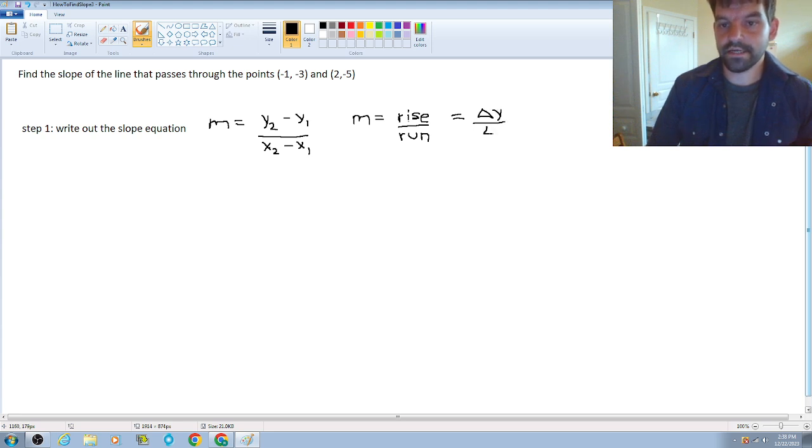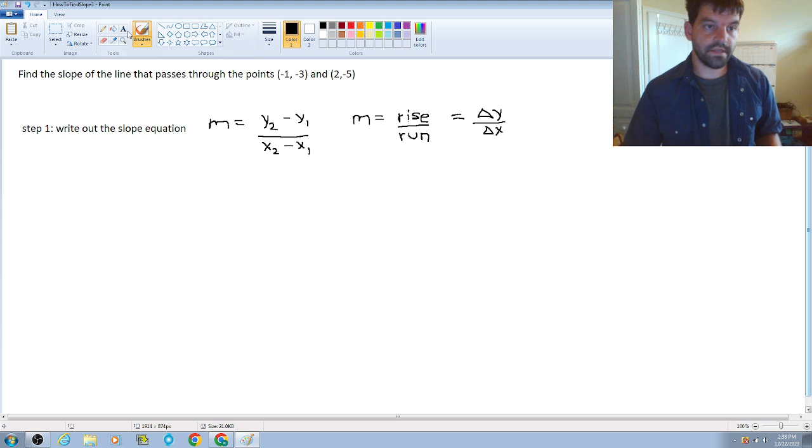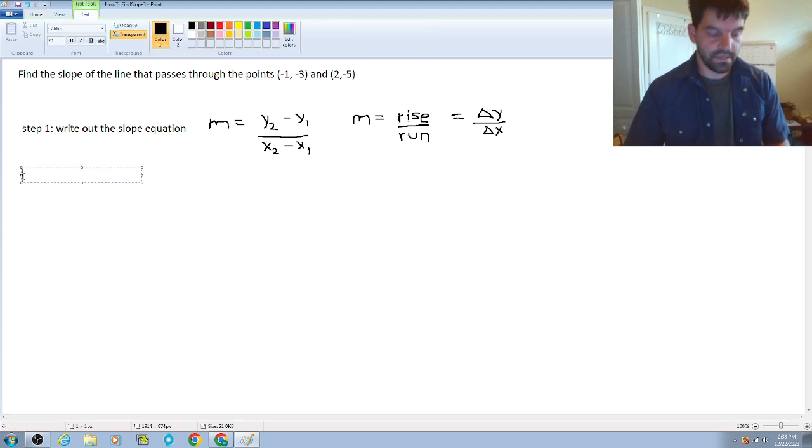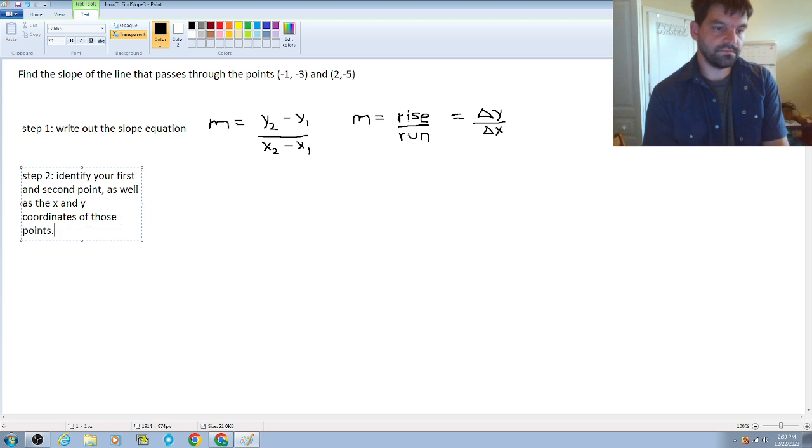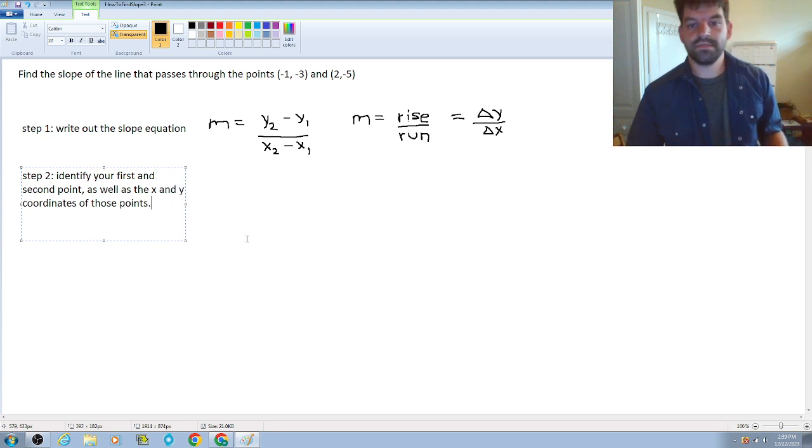Okay. So now that we have our slope equation written and kind of interpreted, step 2 is going to be a really pivotal one, and it's going to be to identify your first and second point as well as the x and y coordinates of those points. So this is where the housekeeping really helps out here.